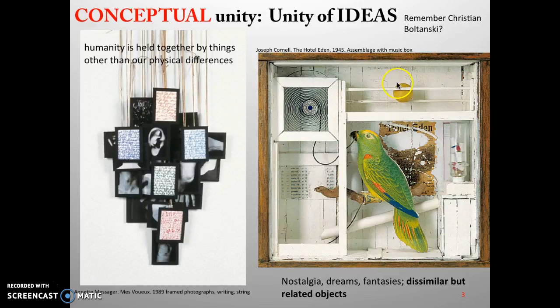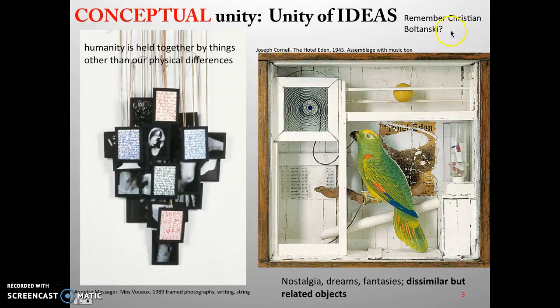Sometimes works of art can have conceptual unity. It is unity through ideas. So if you look at the piece on the left, everything here relates to human body parts, and the artist is trying to get across the idea that humanity is held together by things other than our physical differences, the size or shape of our ears or our knees or our hands. And for this artist, Joseph Cornell, he's creating a work that is about nostalgia and fantasy, so the objects are different, but they're related in his dream world. Leaves a lot to interpretation.